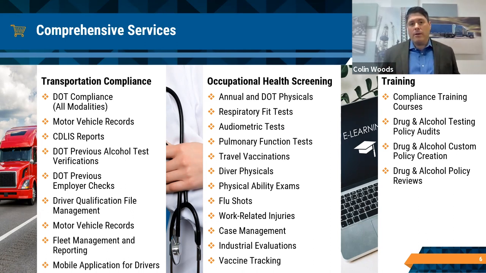We cover all modalities, so all Department of Transportation agencies, to help clients, again, comply with those federal regulations and make sure those employees are going to work safely. Some of the transportation compliance products include motor vehicle reports, previous employer reports, both from a drug testing history performance with the clearinghouse, as well as safety performance. They also include driver qualification files, which I'll get into more detail on later, as well as fleet management. So moving away from the driver and focusing more on the vehicle and some of the requirements to ensure that that vehicle is in compliance to be on the road and operating.